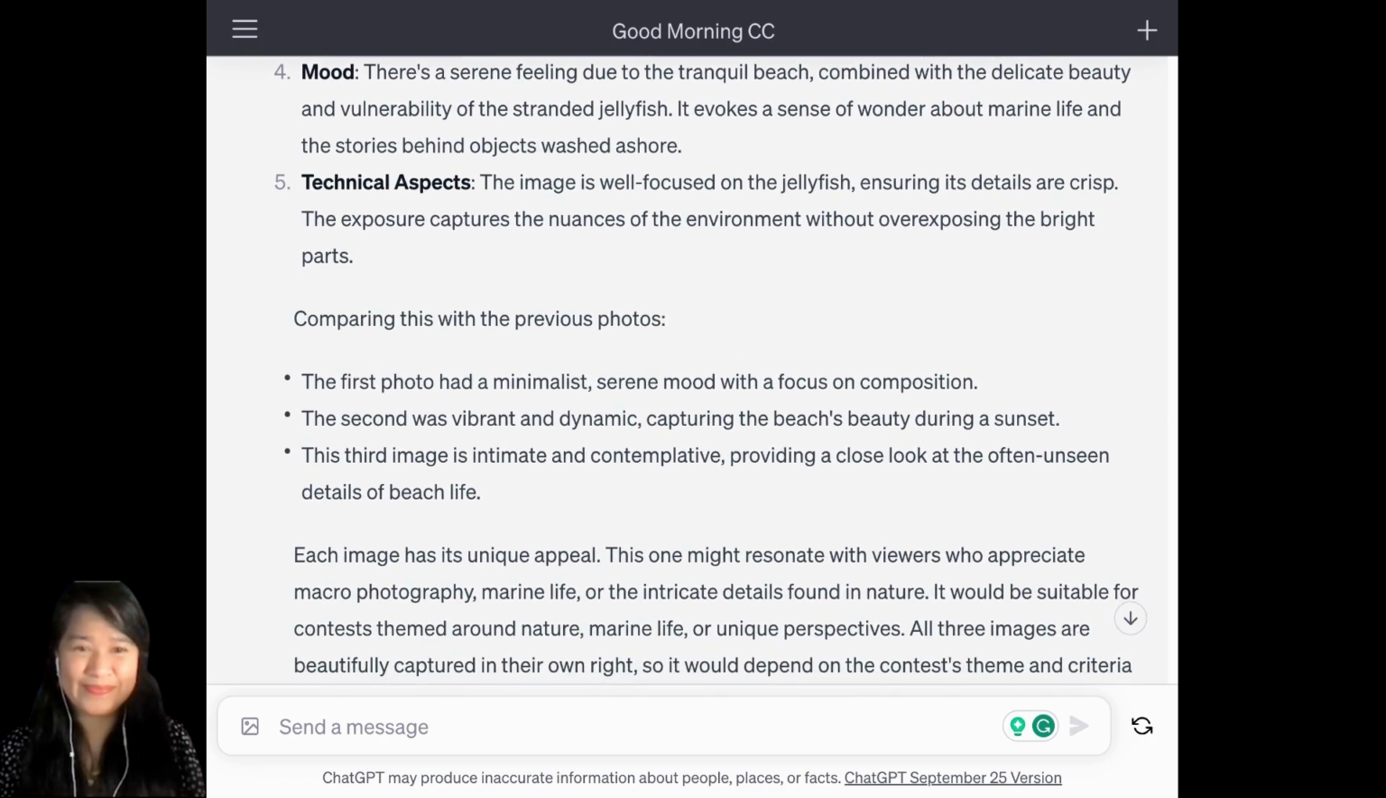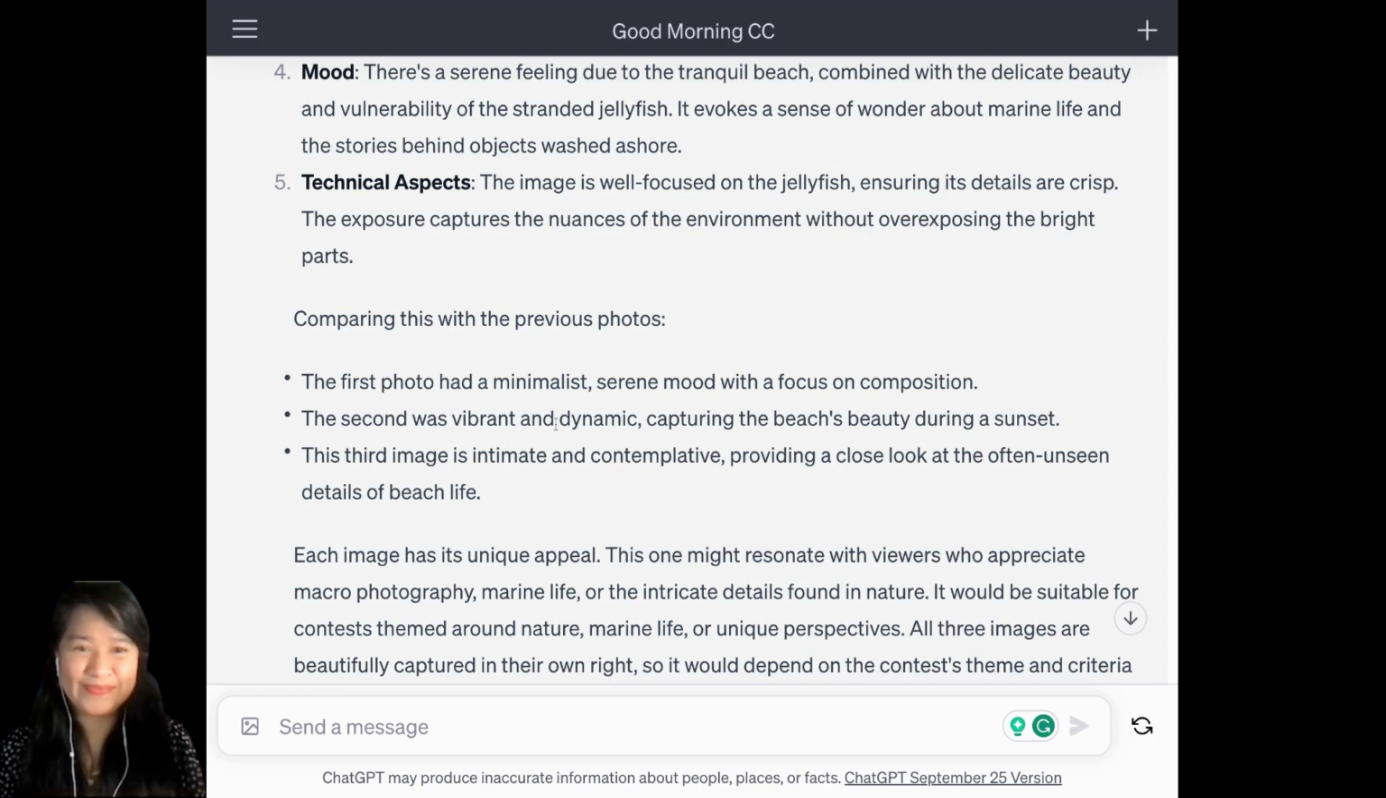Comparing the previous photos, the first photo had a minimalist serene mood. I didn't even ask this question yet, but it already gave me the summary of all of these photos after I submitted the third one. It's like it can read my mind. Can you believe that? ChatGPT can read my mind. So it's giving me this comparison.